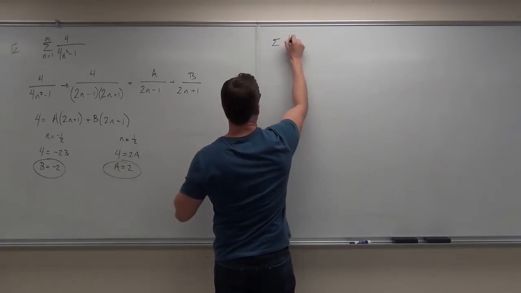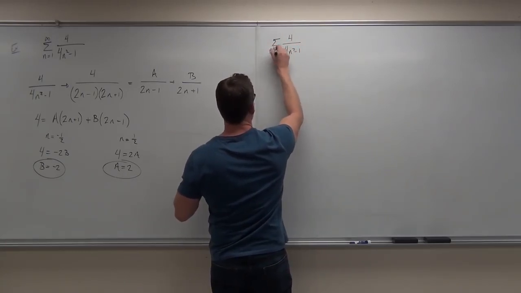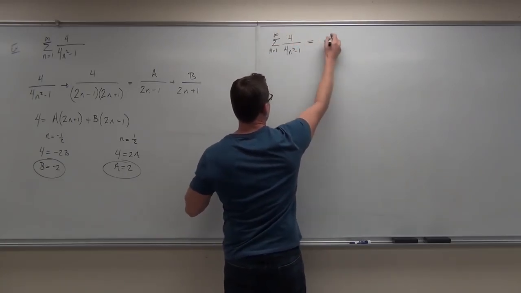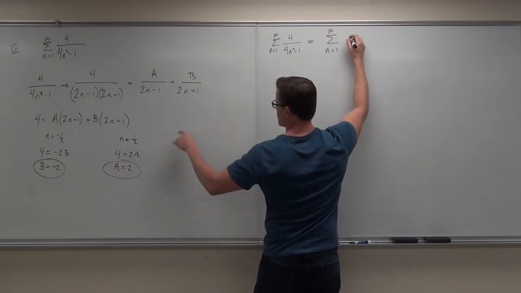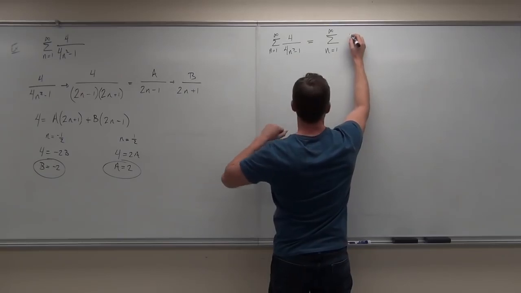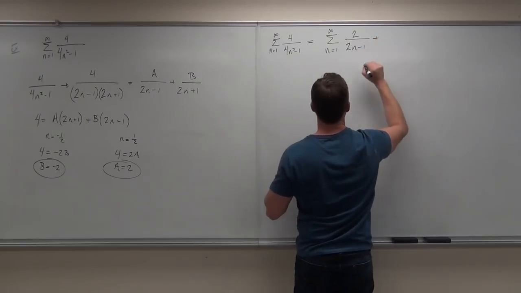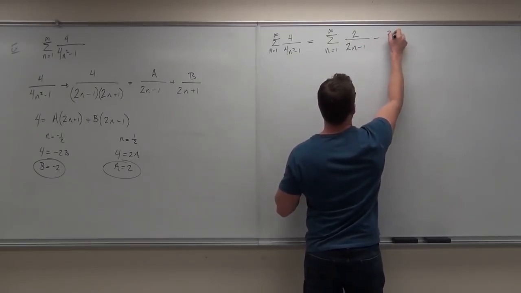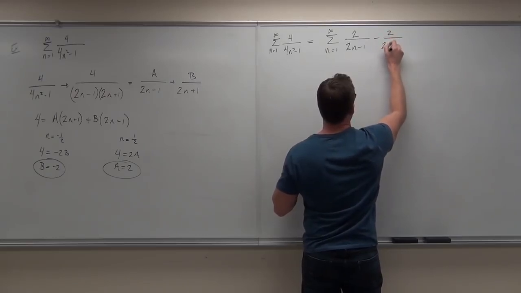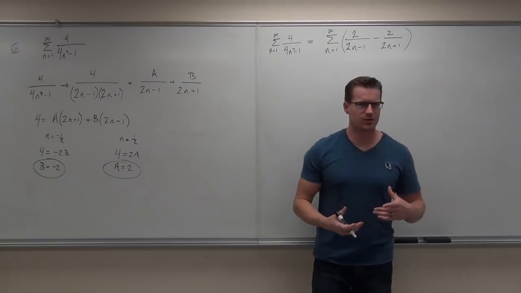So the series of 4 over 4n squared minus 1 is equivalent to saying the series n equals 1 to infinity, can't change that. What would our a become? What is that now? 2. 2 over what? 2 minus 1. Minus, why minus? Negative, because negative 2 over 2 plus 1. Does that look a little bit better, like what we've been dealing with so far?